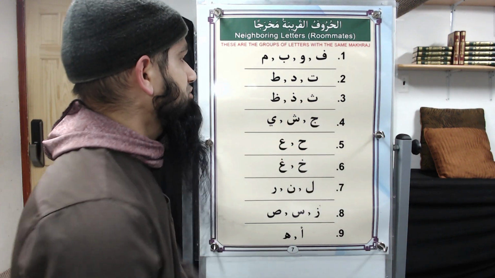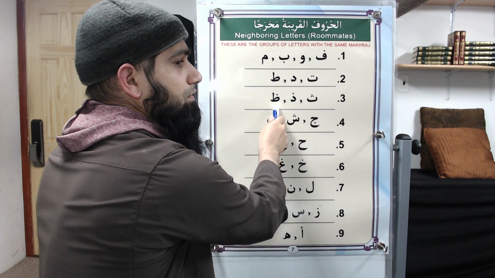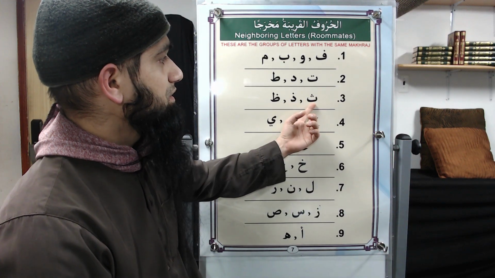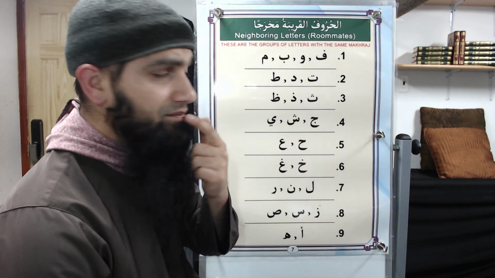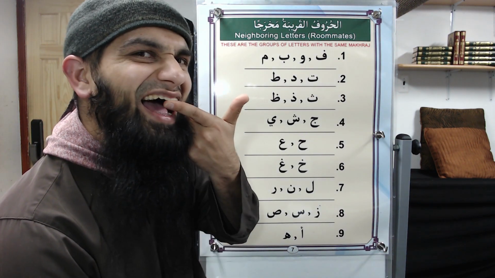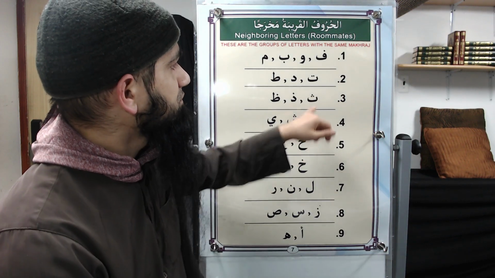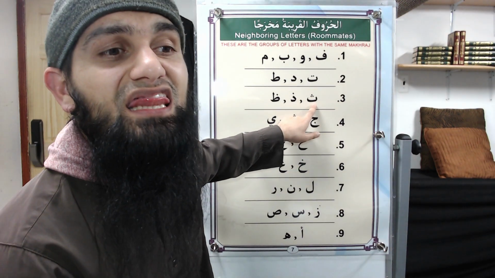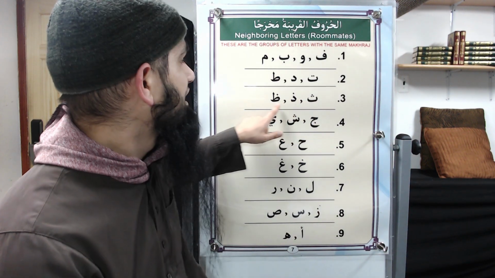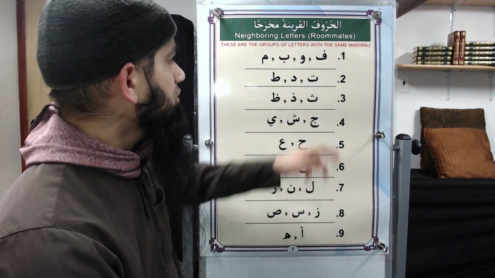Third group, let's pronounce them. Tha, Zal, Za. What's similar between them? Again, their home. Where do they come from? Again, the front flat part of the tongue against the tip or the edge of the upper teeth. So tha, dhal, za, same place.